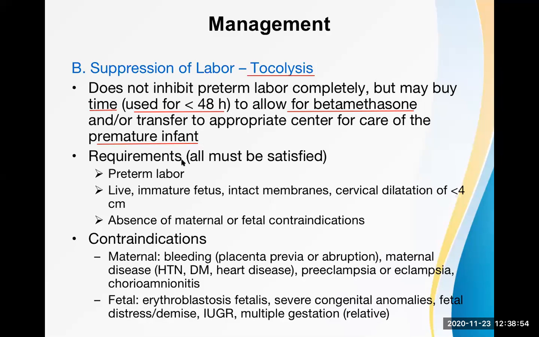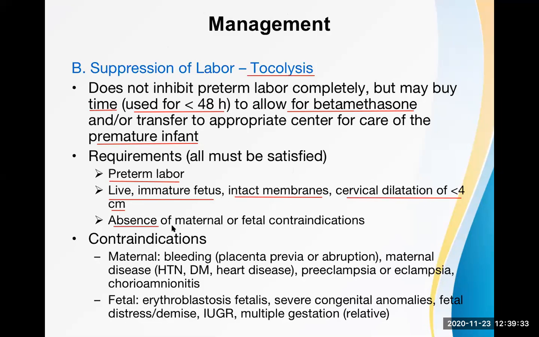Okay. Now, what are the requirements? All must be satisfied for this tocolysis. So see that, please. One is preterm labor, and the definition is prior to 37 weeks and after 20 weeks if there is a regular uterine contraction. There is a live immature fetus. There should be intact fetal membrane, and there is a cervical dilatation of less than 4 centimeter. Then only you can go for tocolytic therapy.